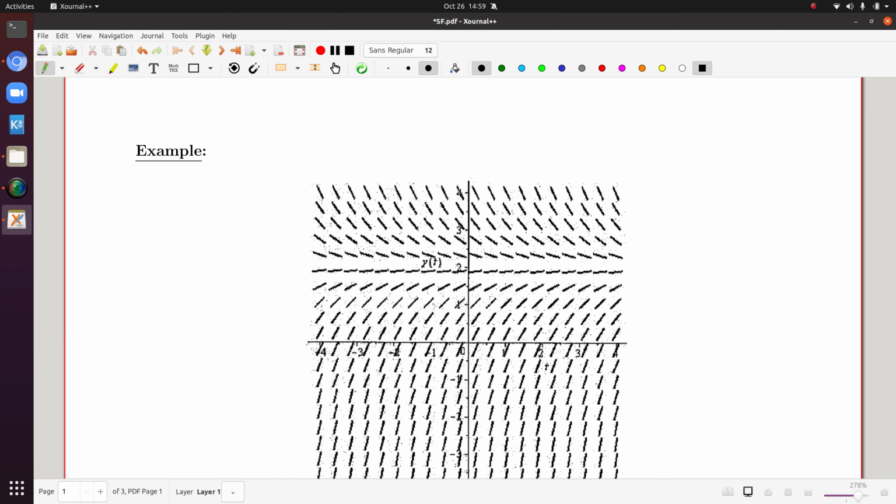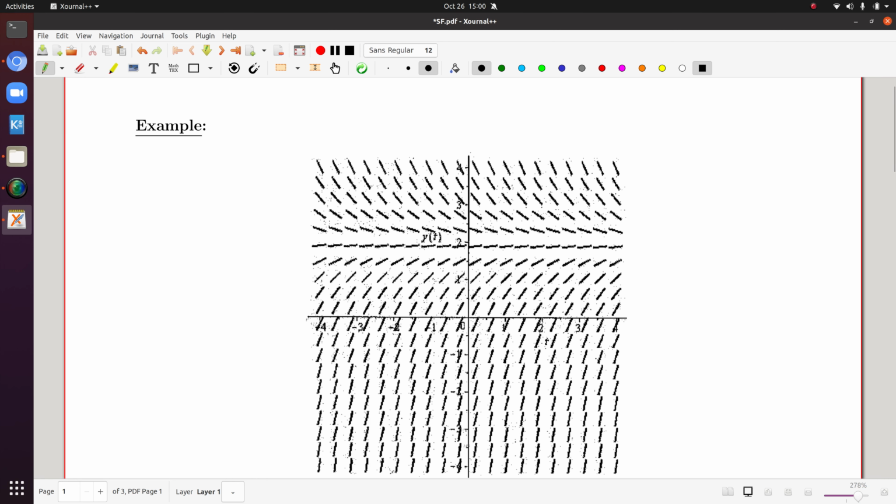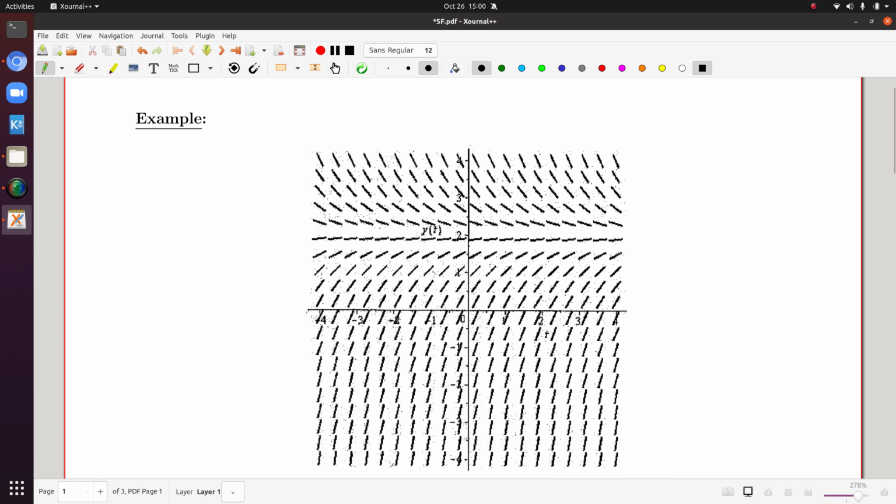Let's look at some computer-generated slope fields and see what we can deduce about the solution function. So in these examples, you'll note that I don't even have any information about the initial value problem, the differential equation in general, and certainly I don't know a formula for y of t, but I can still glean some information about y of t.